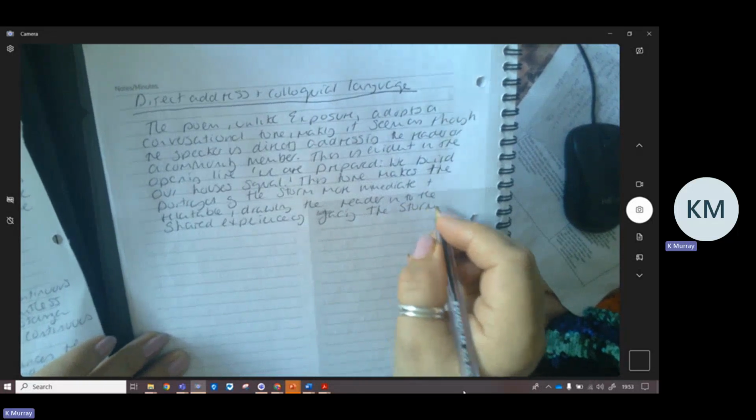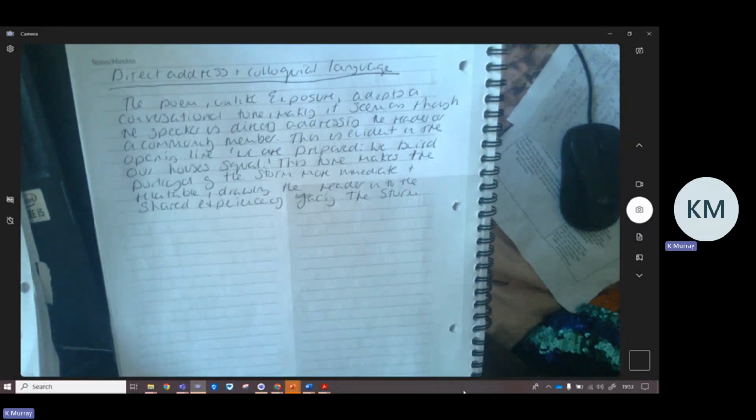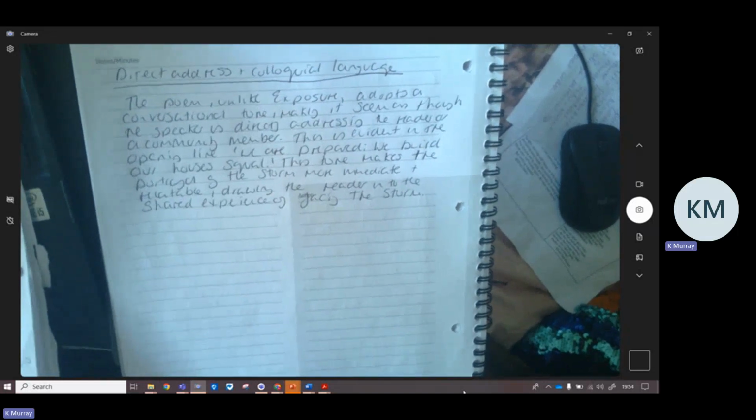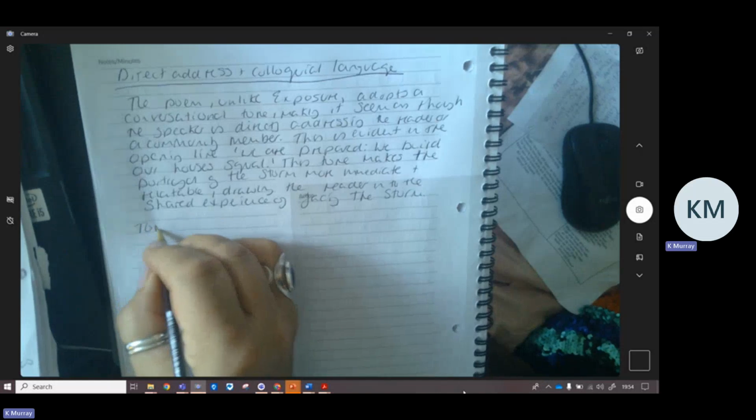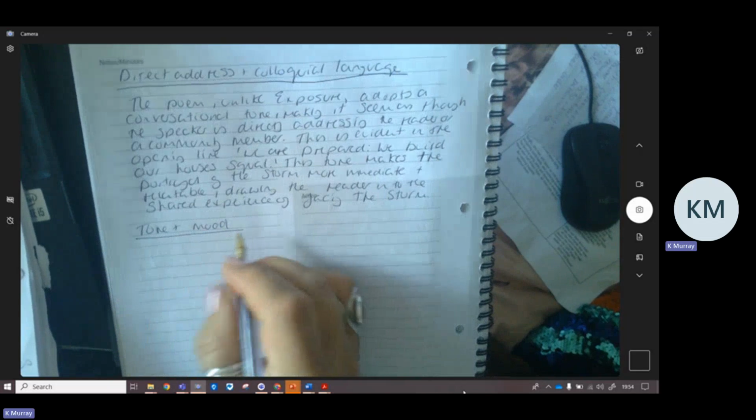That "we" at the beginning, it's almost like we're pulled in to the world of the poem, the world of the islanders. We become one of them. Okay, nearly there, guys. Tone and mood. Right, what have we got going on there?